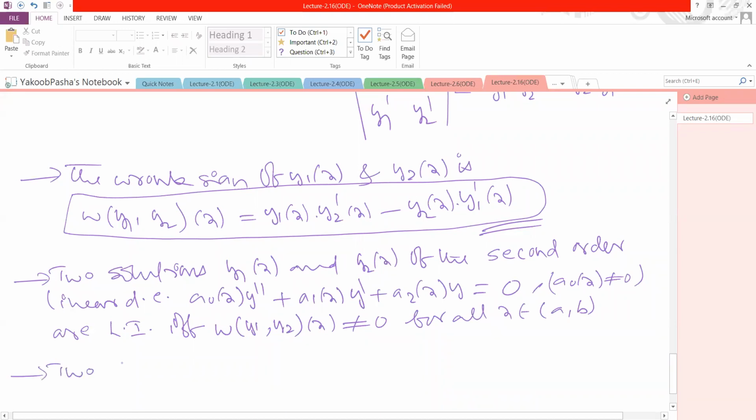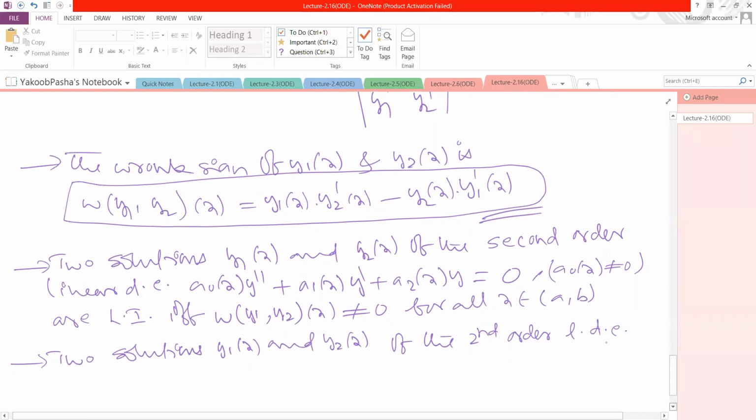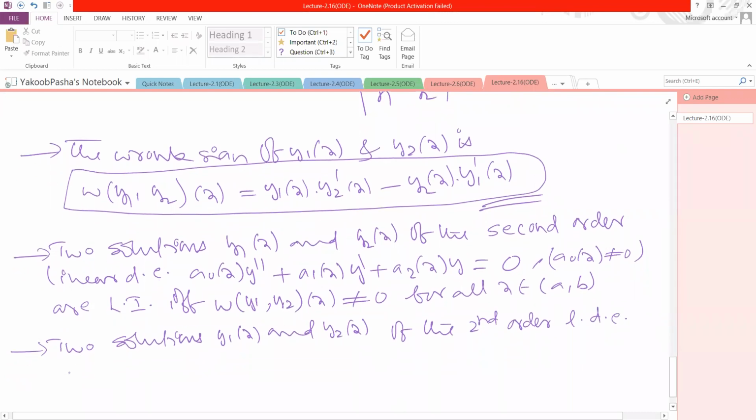Two solutions y1 of x and y2 of x of the second order linear differential equation. It is in the form of this. I am writing a0 of x into y double dash plus a1 of x into y dash plus a2 of x into y is equal to 0, where a0 of x is not equal to 0.